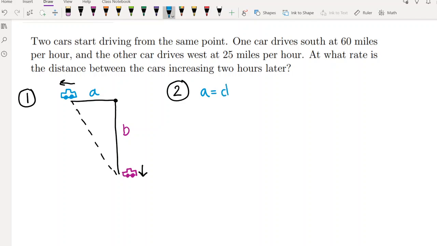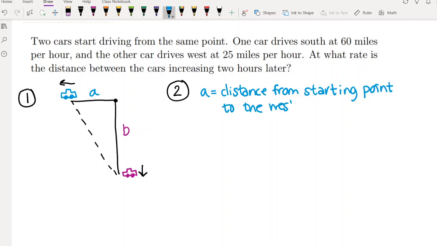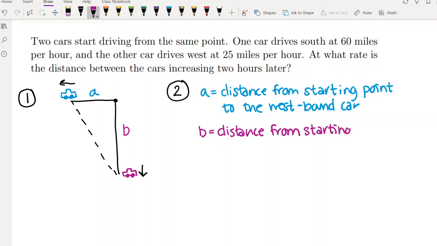So A is going to be the distance from the starting point to the, I guess, westbound car. And then B is going to be the distance from the starting point to the southbound car. And I know it might seem a little excessive to actually write all this out in words, but again, I think that when students are struggling with these questions, it's because you're not really understanding what your different quantities are in your question and what your rates of change are. And I think the more explicit you can be, the more you can actually write down literally in a sentence what it is that you're describing, the better luck you'll have on the question.